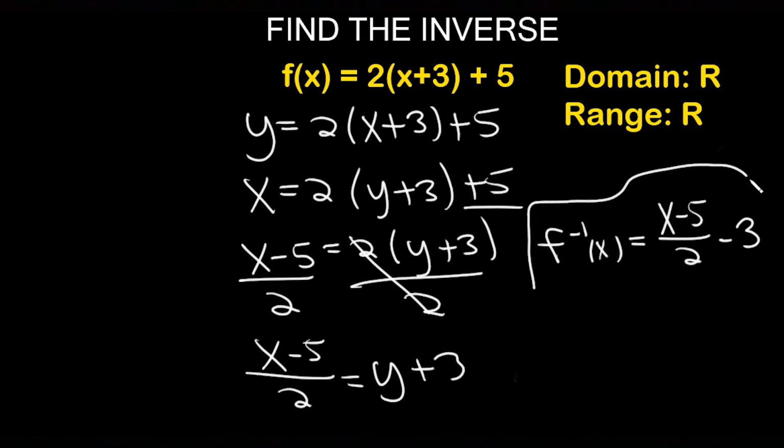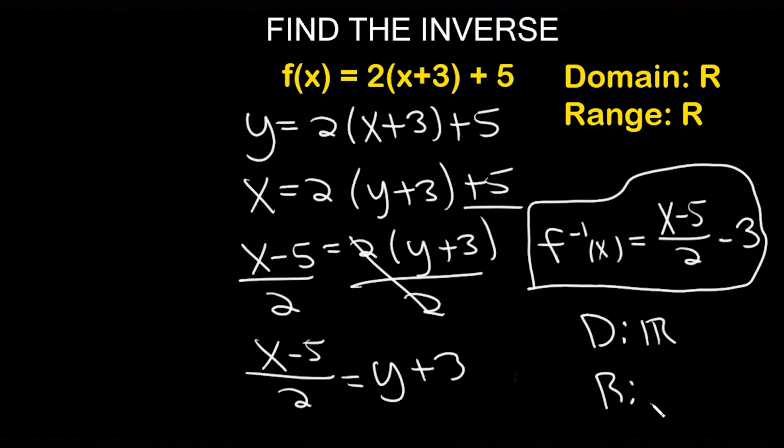And now again, this one's very simple because our domain and range of the original was all real numbers. So that means the domain and the range of this inverse function is also going to be all real numbers. Okay. So domain, all real numbers, and then our range, same thing, all real numbers. Okay. And that's it. So that is how you find the inverse of a function.